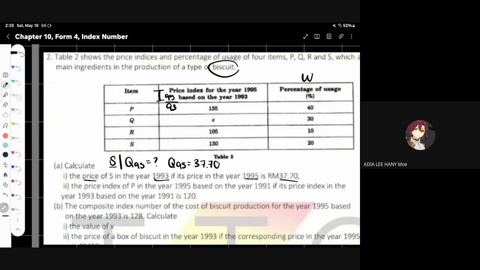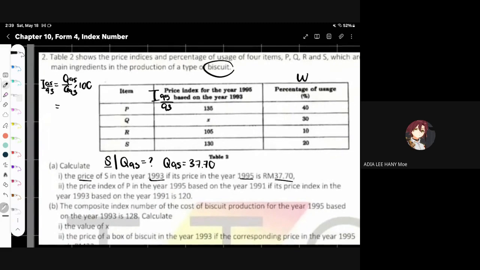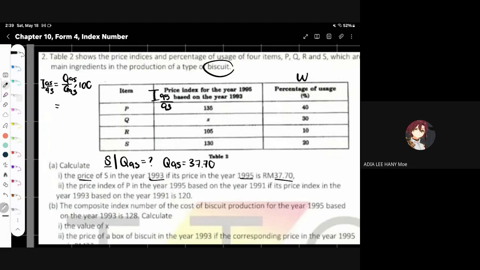So I'm just gonna write here actually. The price of that, we can use this formula equal to Q1 over Q2 times 100. So it should be I 95 over 93. So this one should be 95. This one should be 93. So what is the Q in 95? They do know, I'm dumb. So it should be 37.7. But they don't know what's Q93. But do we know what is this one here? Yes, we do. Look at the table here.